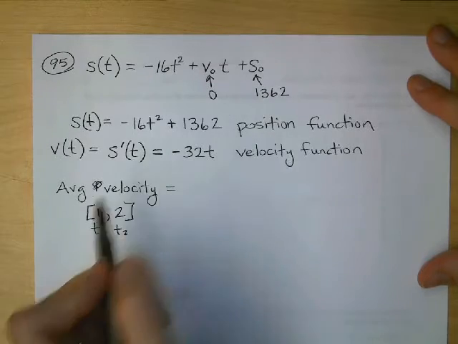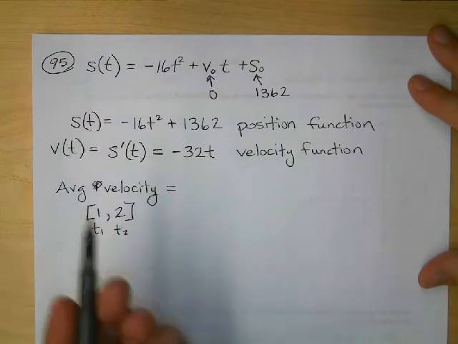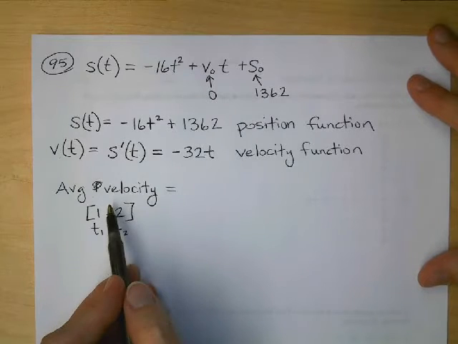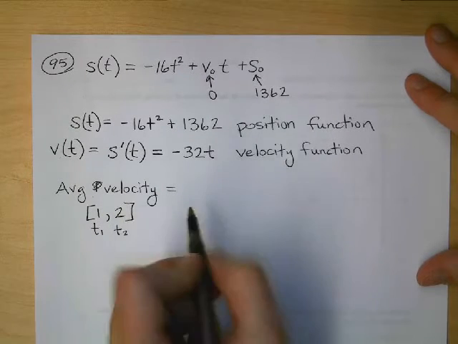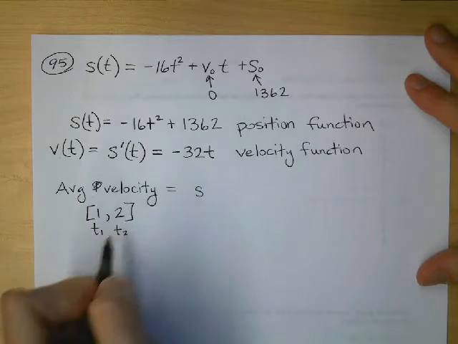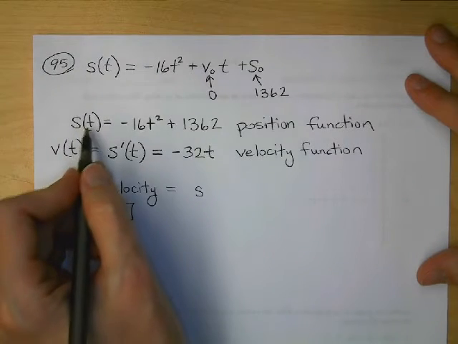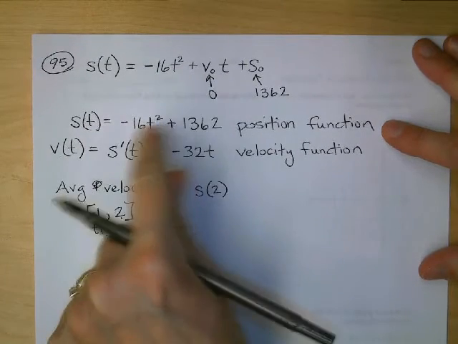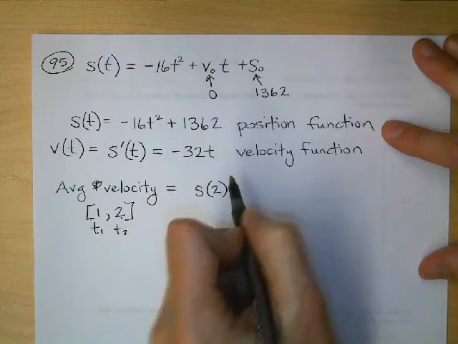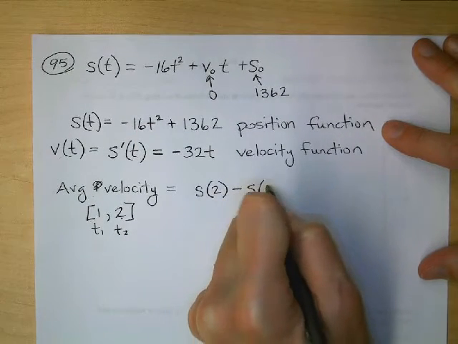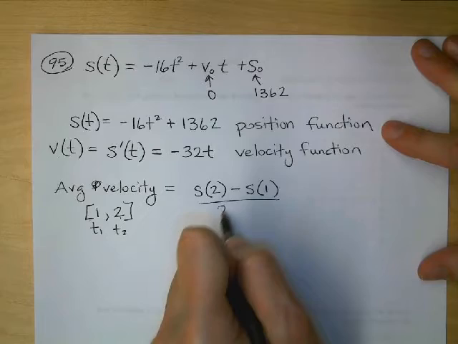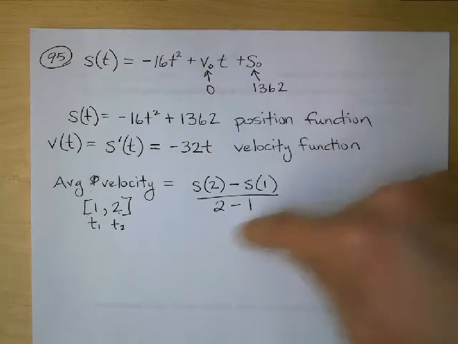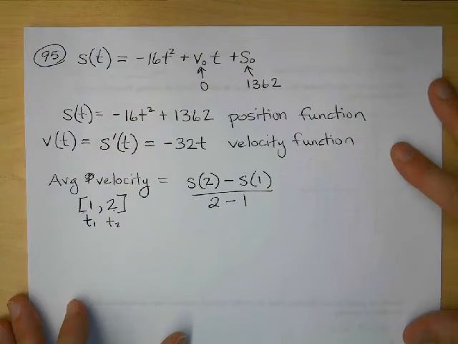So you have to do the difference in, remember it was like change in position over change in time for average velocity. So you're going to take these numbers and plug them into the position function. You're going to plug in like s of 2, plug it into the position function up here, plug in 2. So it'll be s of 2 minus s of 1 over change in time, 2 minus 1. Change in position over change in time to find average velocity.